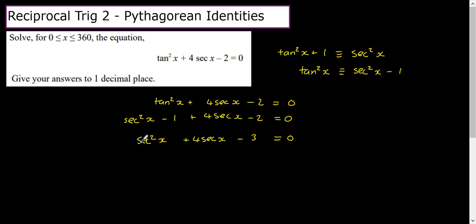Now I can see that this one here isn't going to factorize. We can't have two numbers that multiply to make -3 and also add up to make 4. So we use the equation solver on our calculators to get the answer. Again, the examiner is not looking for you to solve by completing the square or quadratic formula. Absolutely not necessary. So we get that sec x is -2 plus or minus √7.